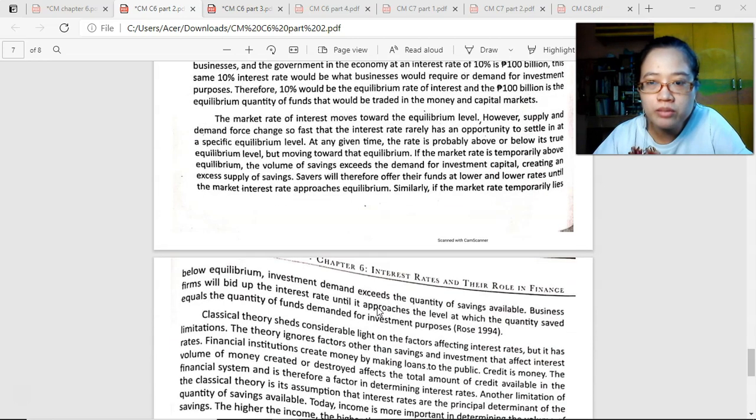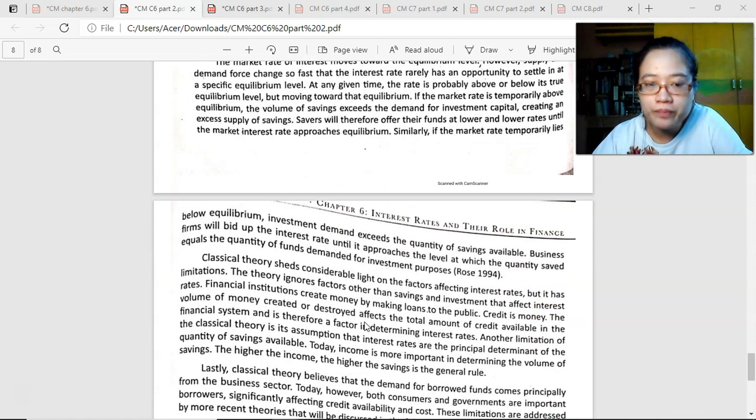Similarly, if the market rate temporarily lies below the equilibrium, investment demand exceeds the quantity of savings available. So, yung business firms will bid up the interest rate, kasi mas malaki yung demand kesa sa supply. So, tataas yung interest rate until it approaches the level at which the quantity saved equals the quantity of funds demanded for investment purposes, or yung equilibrium nga.